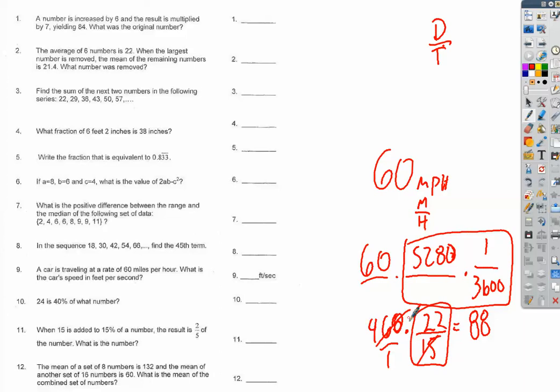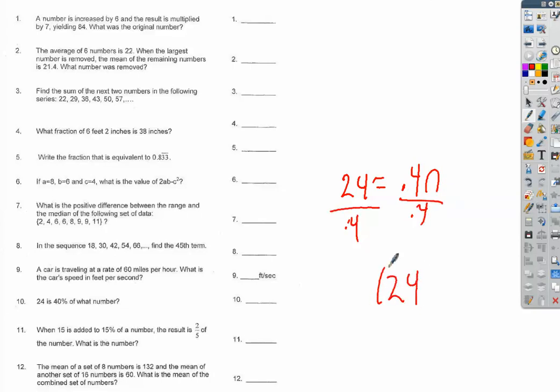All right, 10. 24 equals 40% of a number. So divide by 0.4, divide by 0.4. So I have 24 divided by 4. I moved my decimal place over, added the 0. So that is going to be 60.